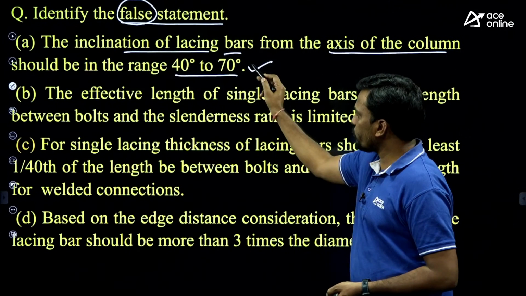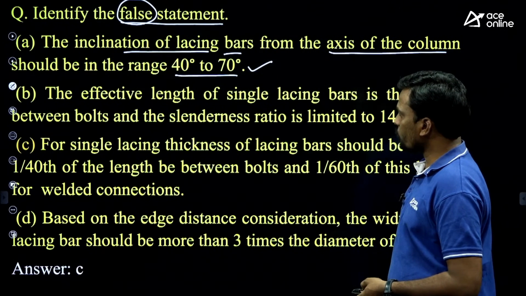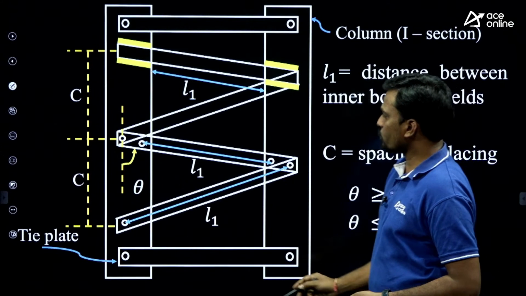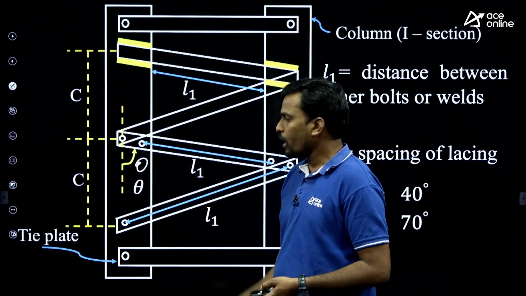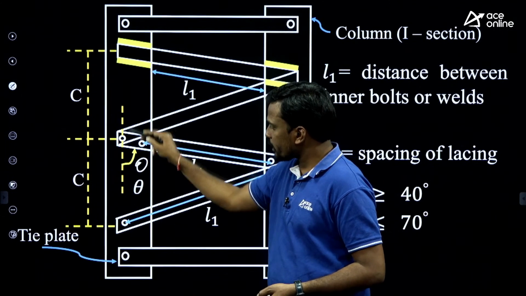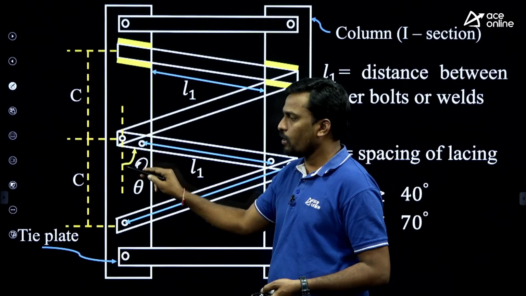If you want, I'll show this in the diagram, 40 to 70. So this is the theta value. This is the theta. Always we take theta with respect to the vertical axis, that is the longitudinal axis.